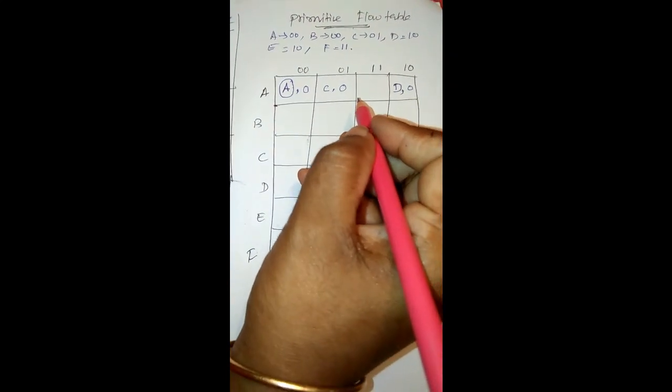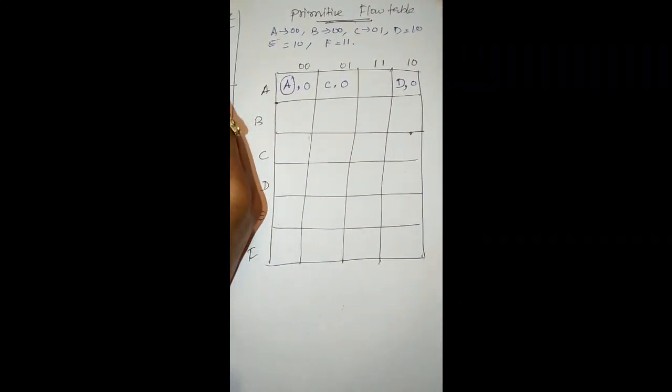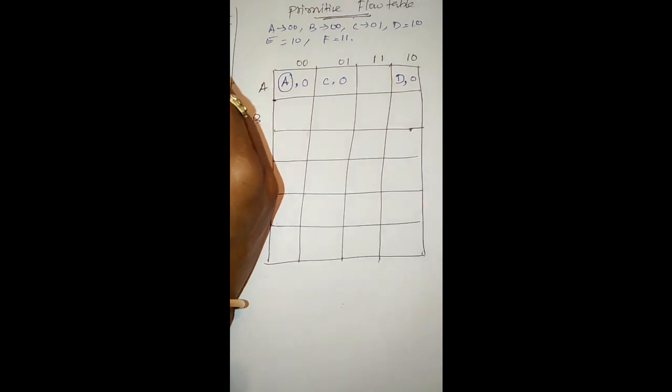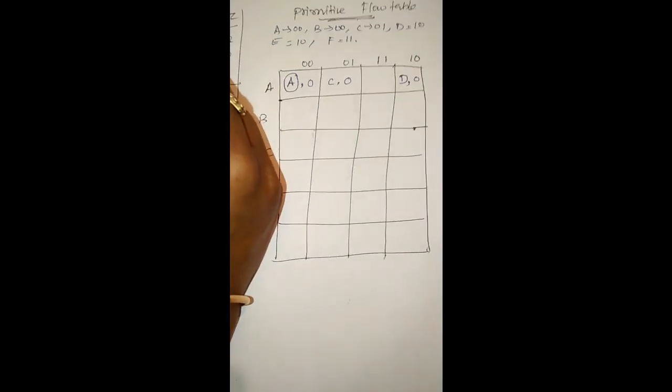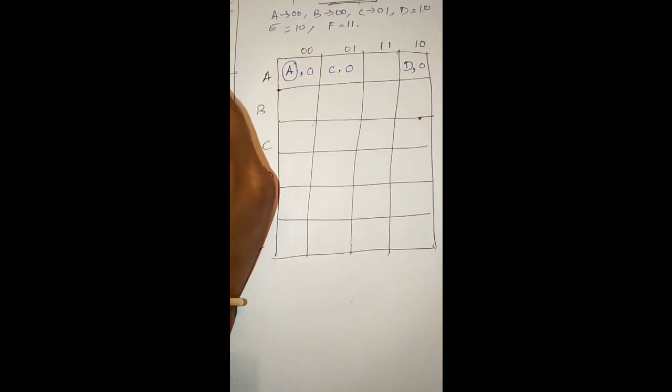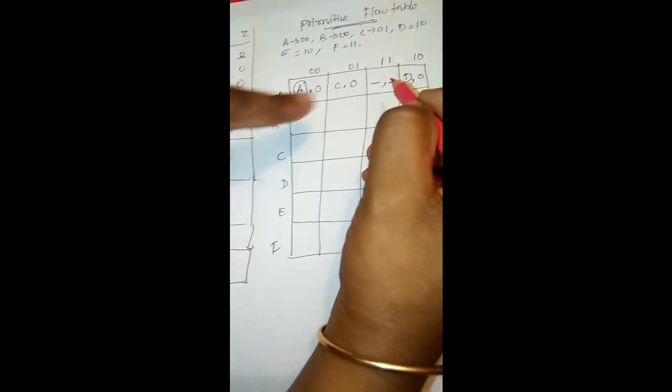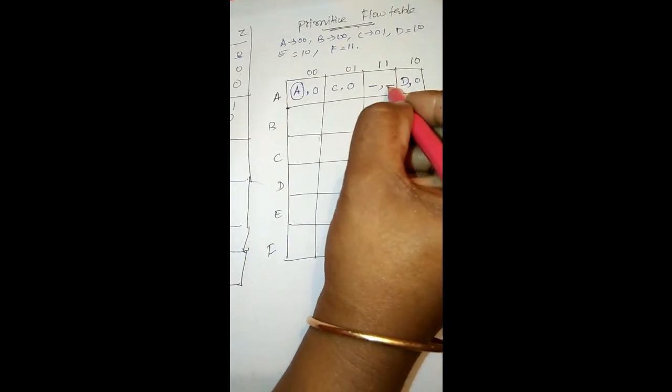Okay, now here we know that the input is 0, 0 for A. So the race condition is what? Race condition is the 2-bit change, right? If the 2-bit has to change here, then 1, 1 is the race condition for A. So here 1, 1 is the race condition. So we don't specify any inputs. So you will just represent it with a dash.